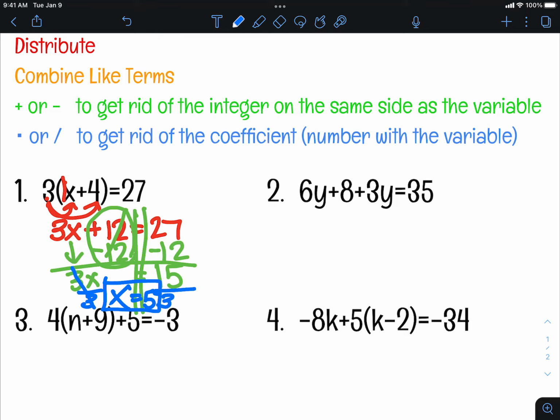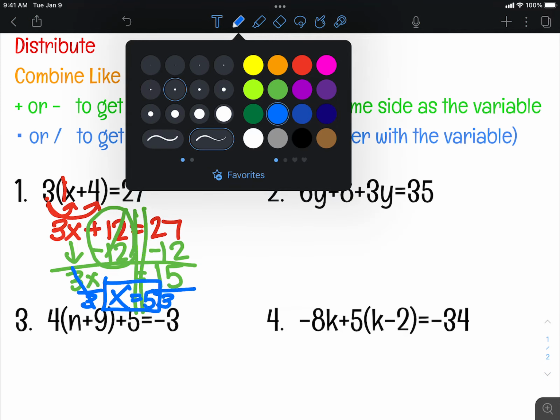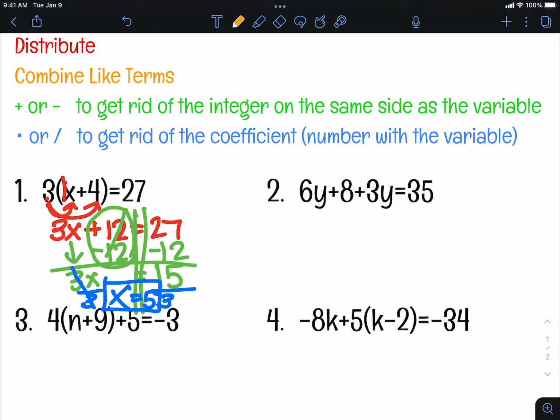All right, let's take a peek at number 2. Our first step is to distribute. I don't see any parentheses though, so we gotta skip that step. All right, step number 2 is to combine like terms. On the left side, we have 6y and 3y. They both have the same variable, so we can combine them together. However, we can't combine the 8 and the 35 because they are on opposite sides of the equal sign. So we're going to keep the 8 on the left, and we'll keep that 35 on the right.